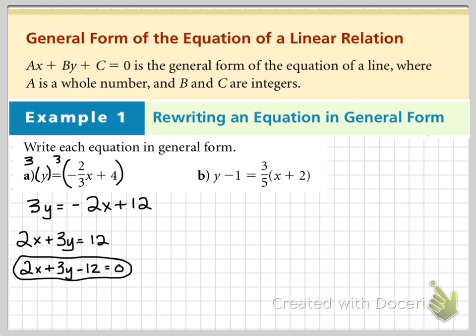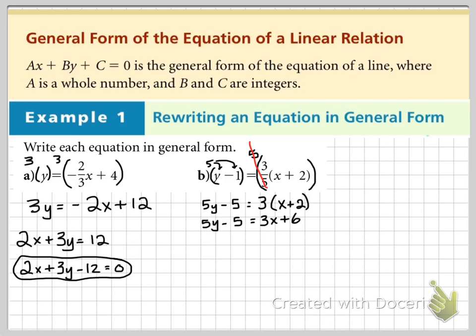In b, I also have a fraction, 3 over 5. That means to get this into general form, I'm going to have to multiply everything by 5. And that's going to give me 5y minus 5. And on the other side, if I go 3/5 times 5, the 5 only goes as far as multiplied by the 3/5. So the 5's can cancel, and I'm left with 3 times x plus 2. So to clean this up now, you're going to end up with 5y minus 5 is equal to 3x plus 6. Don't forget to distribute the 3.